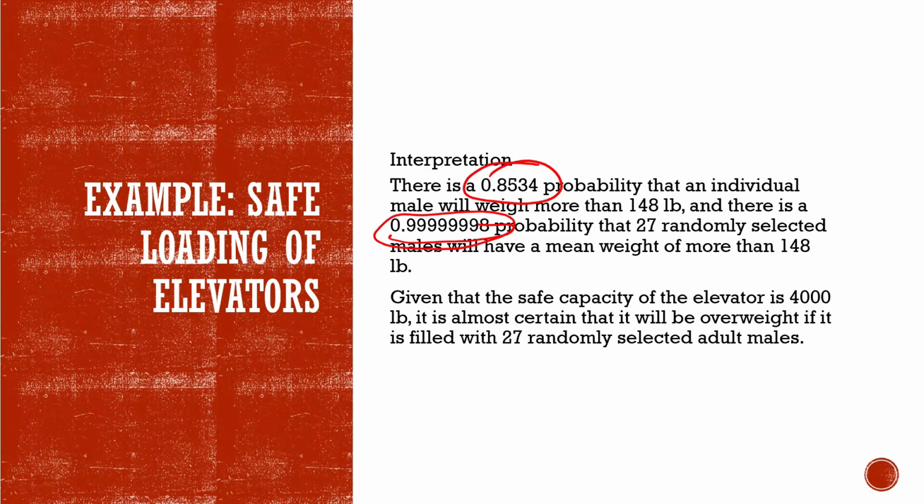So given that the safe capacity of the elevator is 4,000 pounds, it will almost certainly be overweight if there are 27 men on it.